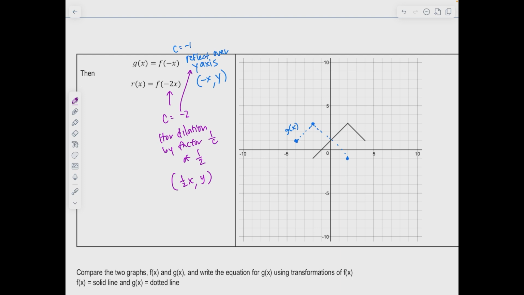So half of negative 4 is negative 2. Half of negative 2 is negative 1. Half of positive 2 is positive 1. So this is my horizontal dilation by a factor of 1/2. So what you'll notice is I'm getting pulled closer to the y-axis. Okay, so I'm compressing myself, so I'm starting to squish in and get closer and pulled in. Also notice that the y-intercept stayed the same in this case when I reflected over the y-axis and did a horizontal dilation. That's supposed to happen as well.